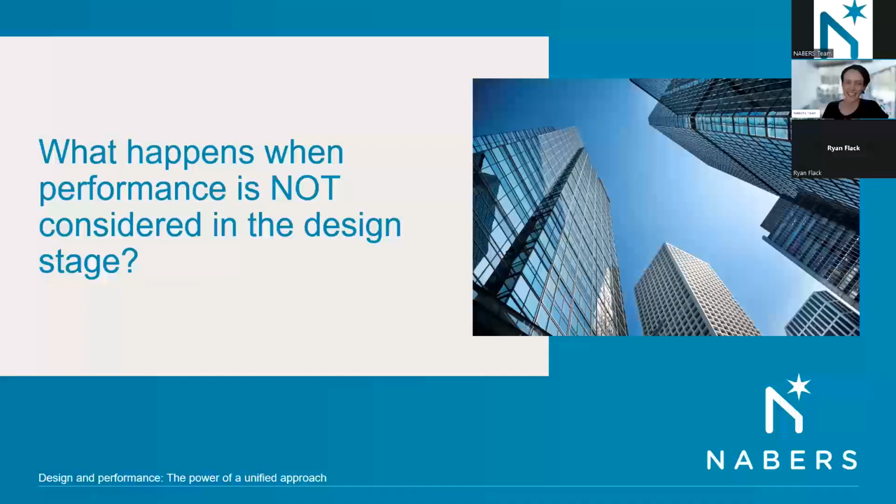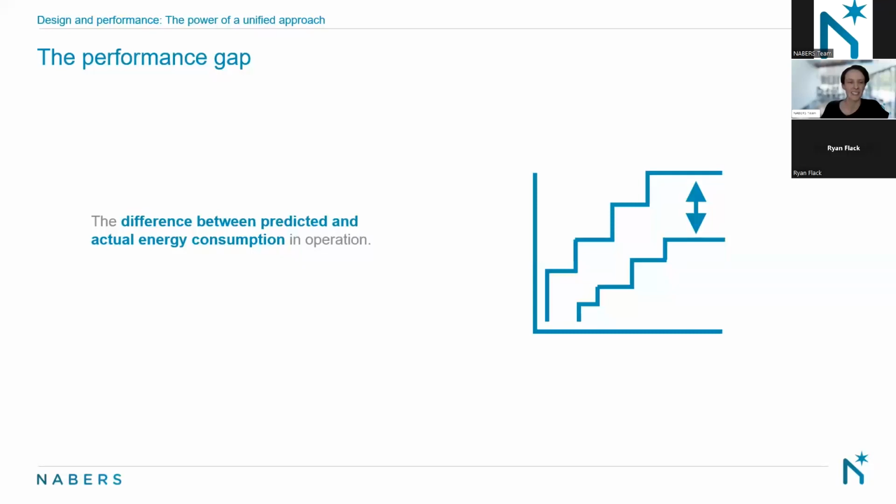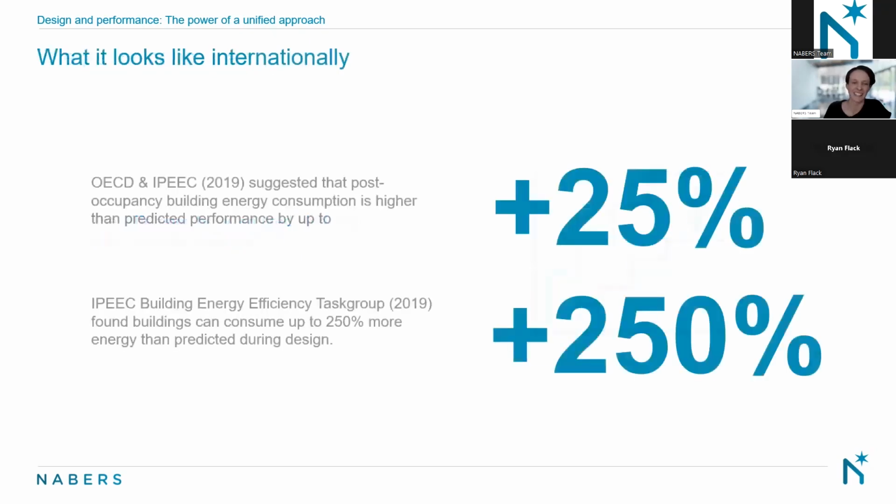So to get started, it's not a surprise to many people in this room, but what happens when you don't consider performance in the design stage is, of course, the performance gap. The performance gap is essentially the difference between the amount of energy that we think a building will use when we design it, when we predict that, versus how much it actually uses once it starts operating. And again, it won't be a surprise, but there is really consistently a significant gap between those 2 figures.